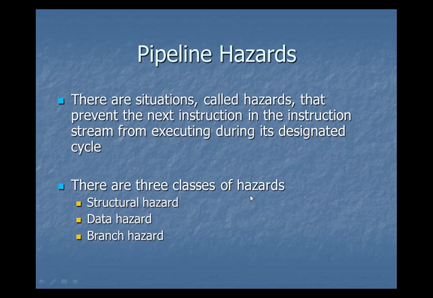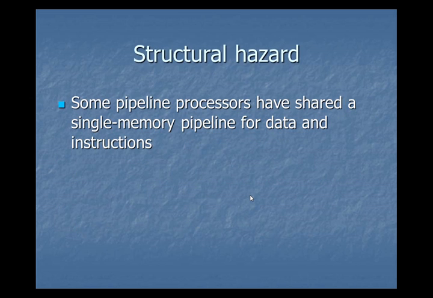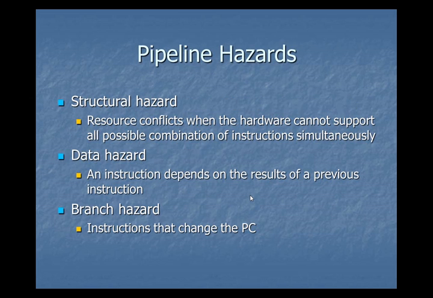There are three classes of hazard. There are three classes of disturbing elements: structural hazard, data hazard, and branch hazard. So these are the three pipelining hazards: structure, data, and branch. Now, what is a structure hazard, what is a data hazard, and what is a branch hazard? Remember, hazards are the disturbing elements which disturb the instruction being executed.